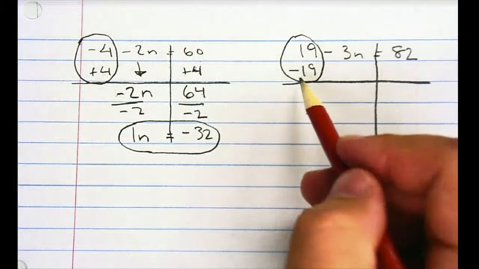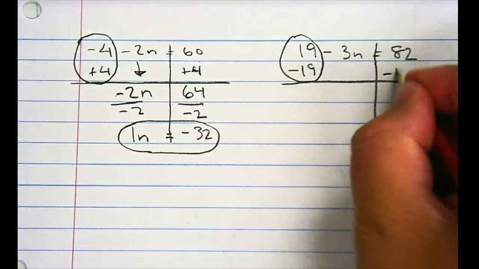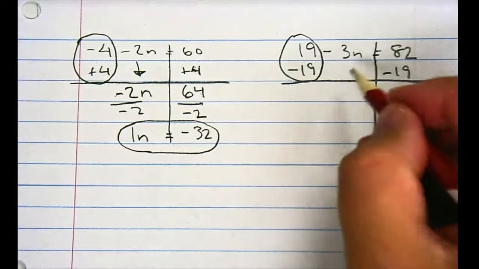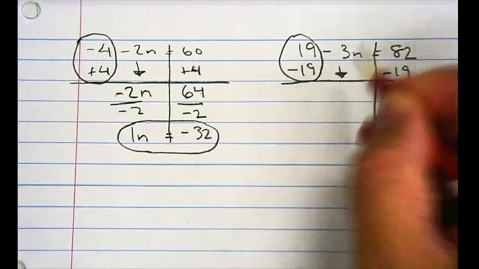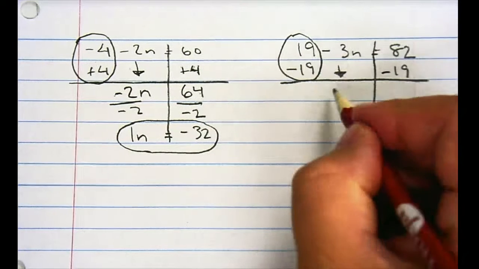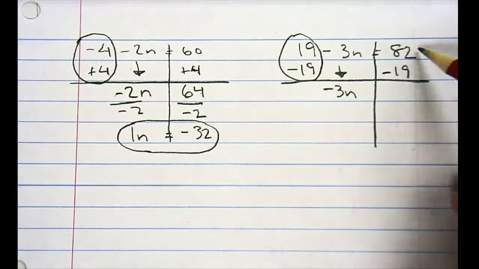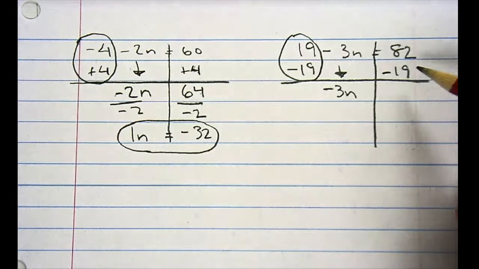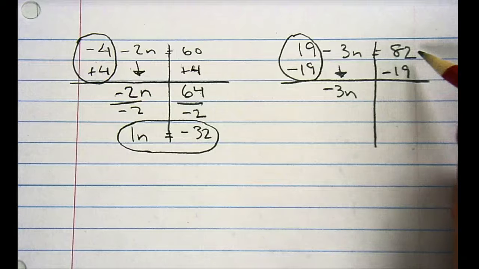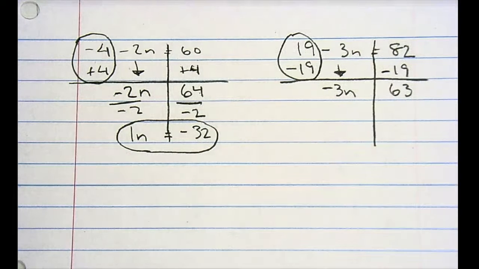On the other side, since I added negative 19 to one side, I have to do it to the other side also. And then I'm going to bring down what I've left on the left side. The positive and negative 19 are gone, so I've got to bring down the negative 3n on the left side. On the right side, I have 82 and negative 19, so I'm going to combine those. I have more positives than negatives, and I end up with 63, because 82 minus 19 is 63.